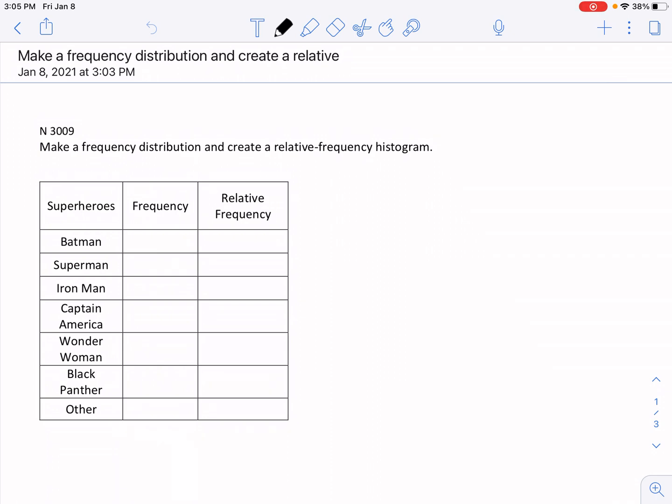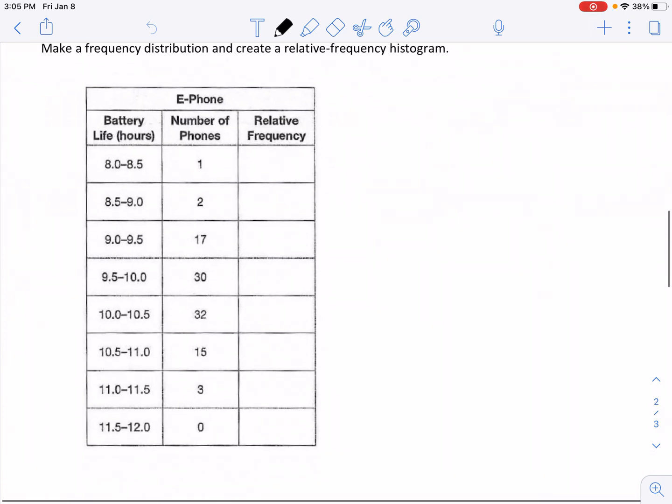Now, this first example, with the superheroes, we're going to do together in class. We'll take a little survey and see if we can determine the frequency and then the relative frequency, and we'll create a histogram from that. So I'm actually going to drop down to this bottom example.